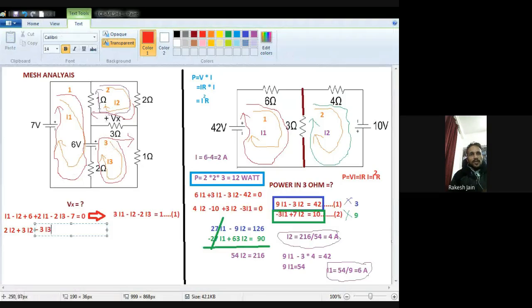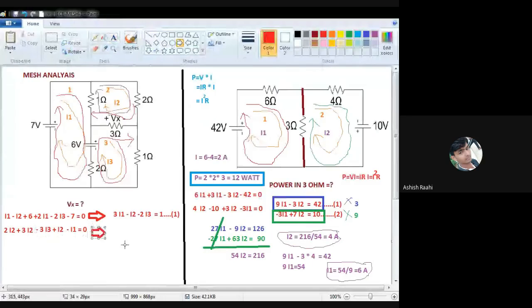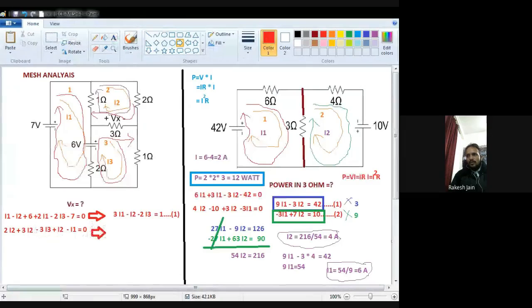Then 1 ohm resistance, but my current is I2, so I write I2 multiplied by 1, that is I2, and another current I1 is in the opposite direction, so minus I1 multiplied by 1, is equal to 0, okay. So can you understand this equation? Can you understand this? So I will go for the simplification. Yes, sir. Okay, again mute your mobile.